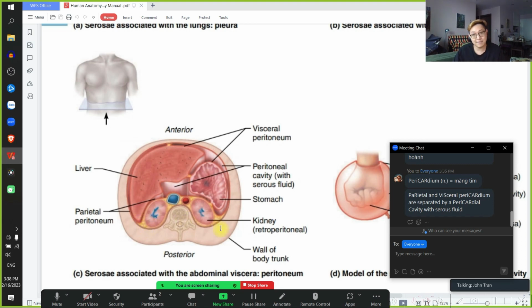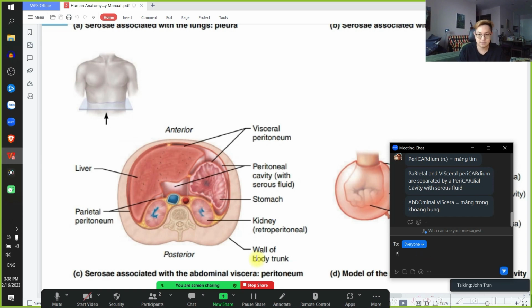So inside of your abdomen we have something called abdominal viscera. Màng trong khoang bụng. So the special name for that is peritoneum. Peritoneum nó gọi là phúc mạc.